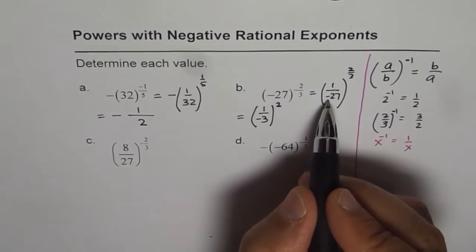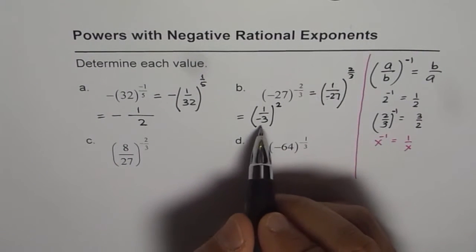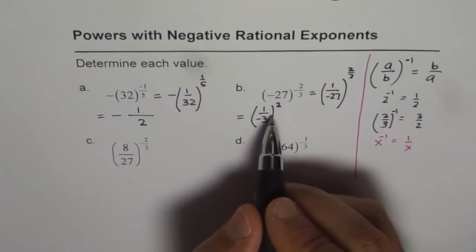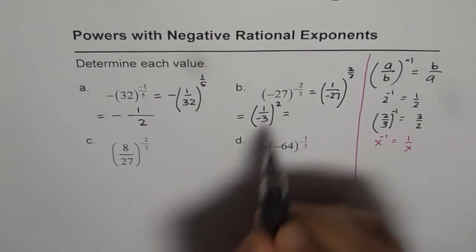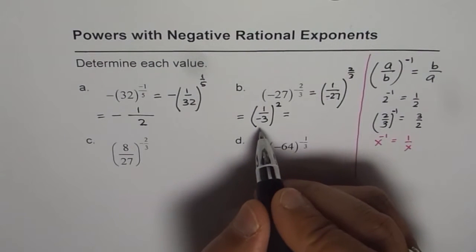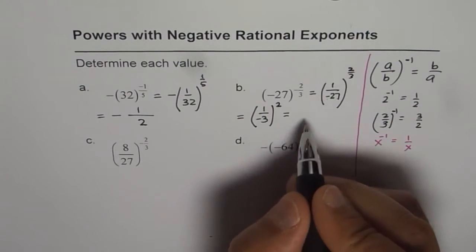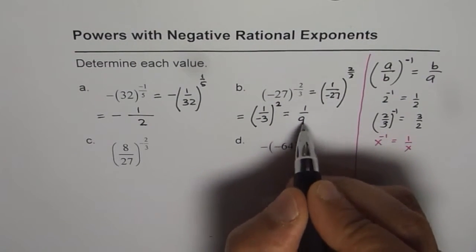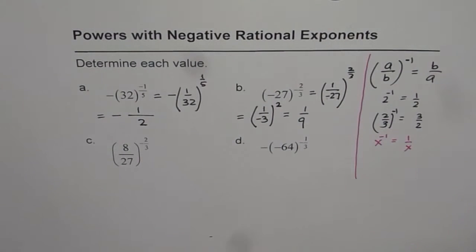What we did was cube root of minus 27, which is minus 3. So we are left with square of this rational number, right? So square of this rational number, 1 over minus 3, is 1 over 9. So that is our answer for minus 27 to the power of minus 2 over 3.